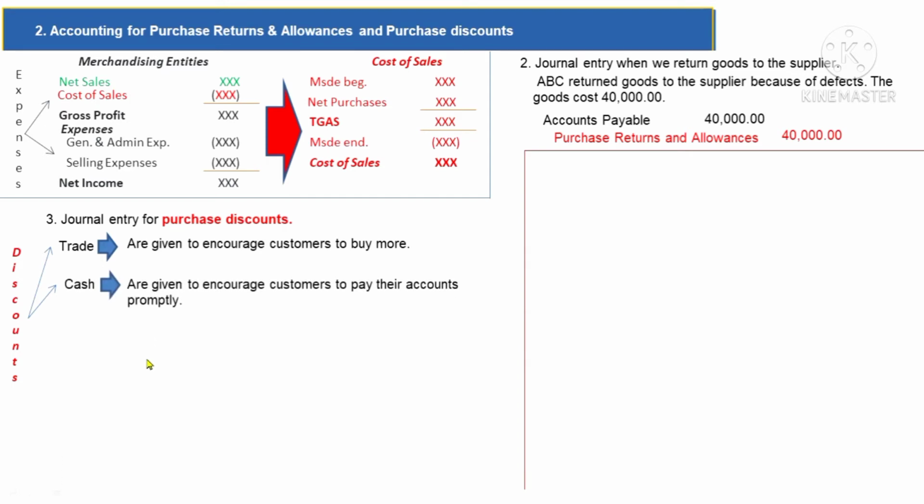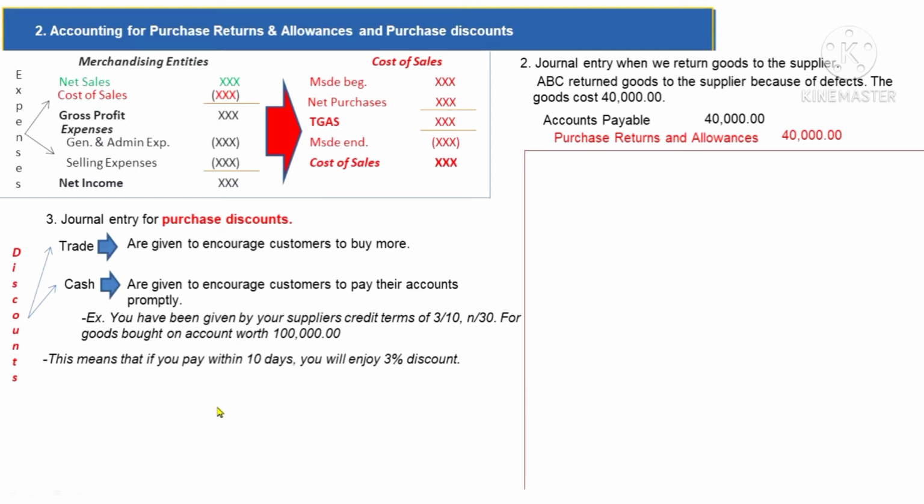Here, you will be given this type of discount if you pay within the discount period. So we have an example right here, in which you have been given by your suppliers credit terms of 3, 10, and 30 for your goods bought on account worth 100,000. What does this mean again? It means when you pay within 10 days, you are going to get a 3% discount. Now, let's go to the entries.